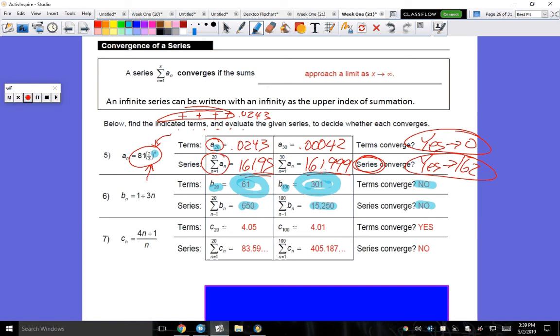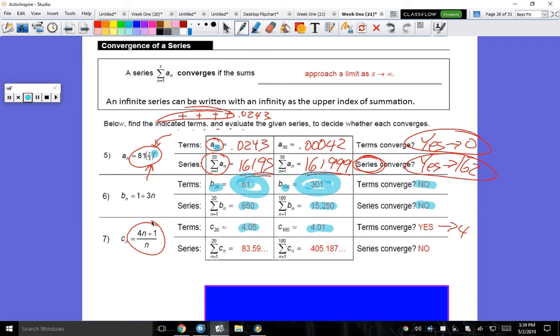Okay? And then the terms. You have 4.05, 4.01. Guys, if I kept going, does this look like it would converge? Yeah, it would converge to what? 4. And you could see that here. We just talked about this from before. The terms are going to converge.